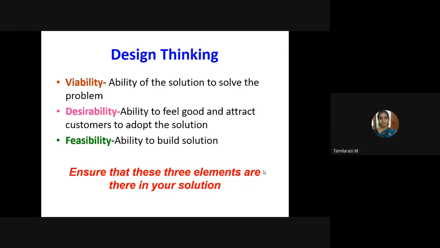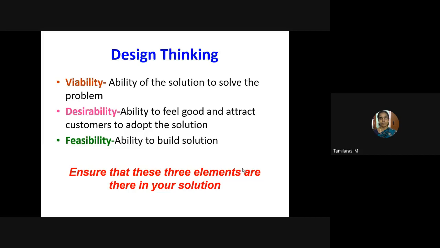The first and foremost thing is viability: whether your solution can solve the problem or not. Whatever problem you have taken, and you have found some idea to solve it, first you have to assess whether this solution is fit to solve the problem. In such a way, you have to find the best solution. For the same problem, plenty of ideas can be there, so whichever idea best suits solving the problem, that is the first thing you have to assess.